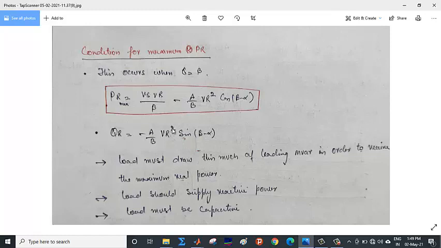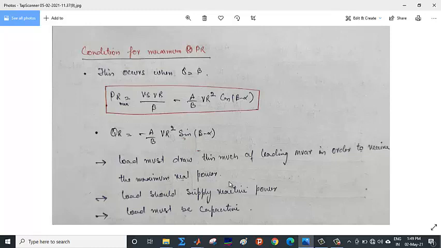When we're supplying the reactive power, it means power factor is leading. It means it is a capacitive load. It means the load should supply the reactive power. We can say generally load must draw this much of the leading MVAR in order to receive the maximal real power.